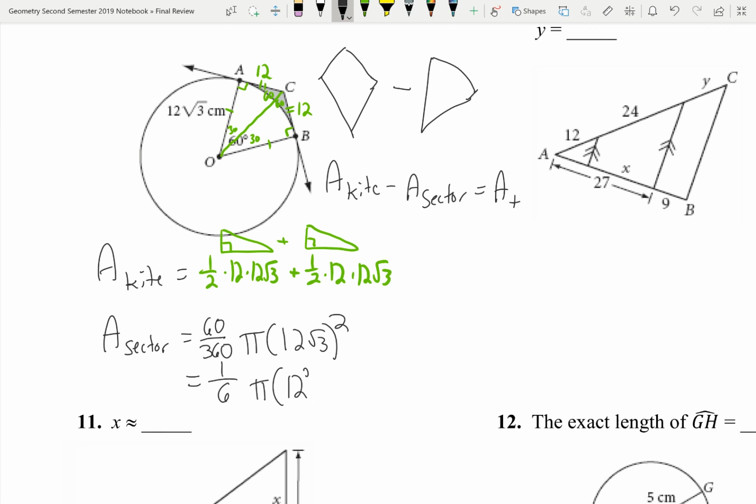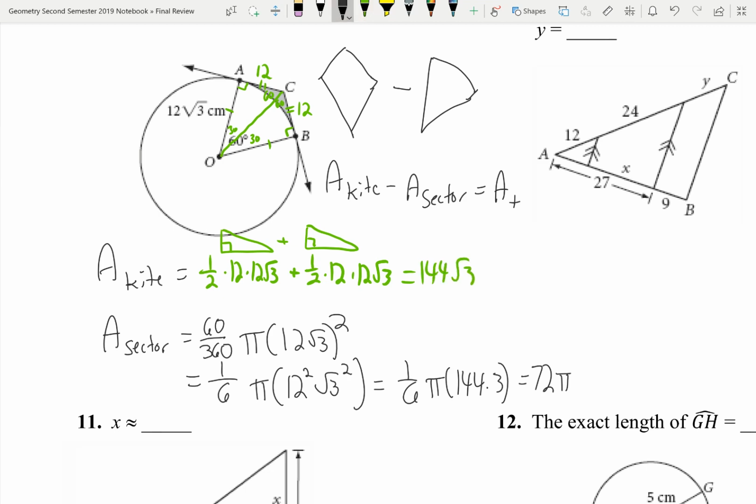And this is going to be 12 squared times root 3 squared. And that's 1/6 pi times 144 times 3. And when you multiply that out, we will get 72 pi. And so the areas, and I didn't finish the other one here. When you multiply this out, you're going to get 144 root 3.